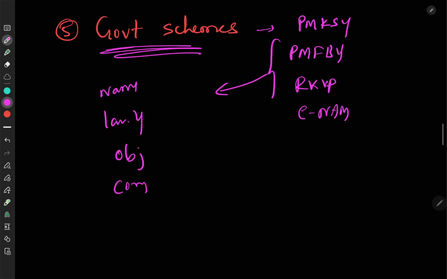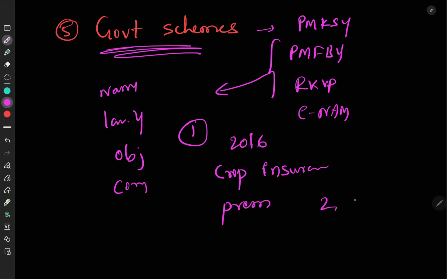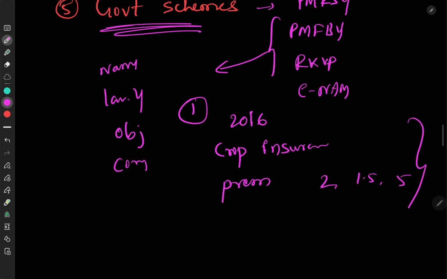Suppose you take the example of Pradhan Mantri Fasal Bima Yojana. It was launched in 2016 and is related to crop insurance. That is the objective, right? And what is the premium amount? 2, 1.5 and 5%. If you mention these things in your answer, definitely it will give good marks.